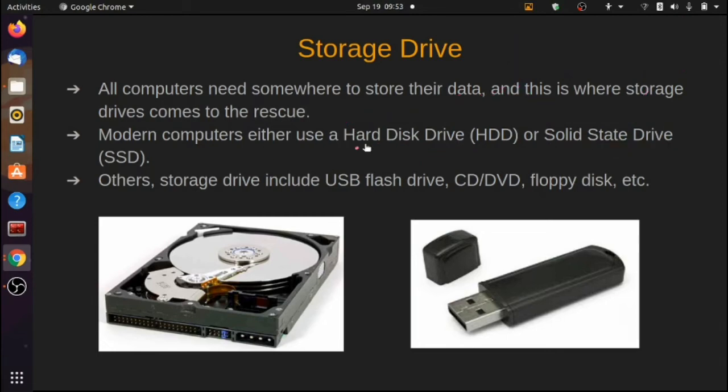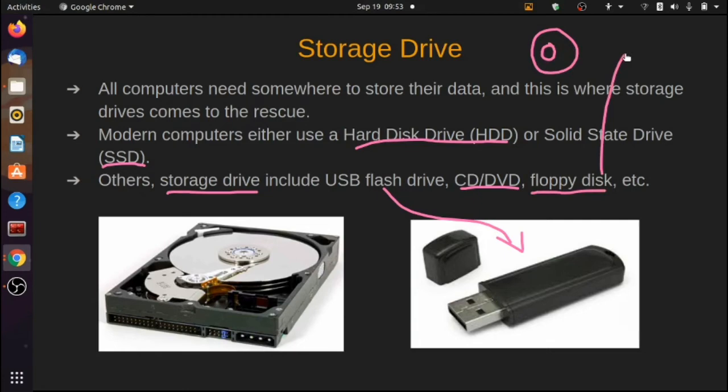Other than HDD and SSD, storage drive also includes USB flash drive, which looks somewhat like this, and then we have CD or DVD, which are circular in shape if you have seen, and then we have something called a floppy disk. If you haven't seen, please go and check it out on the internet.